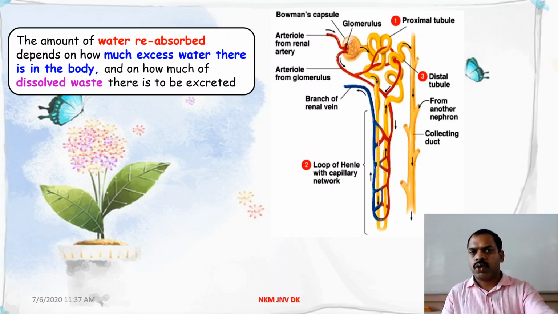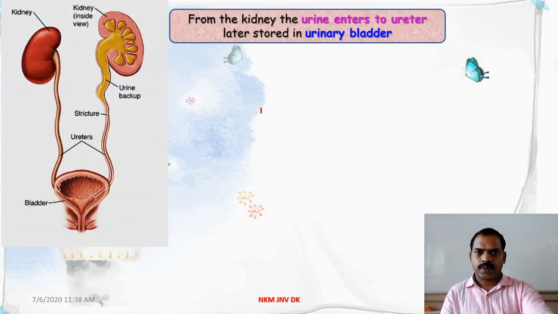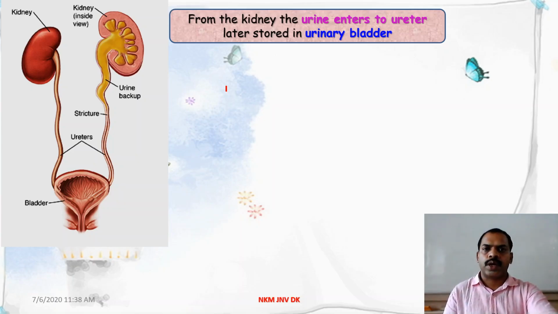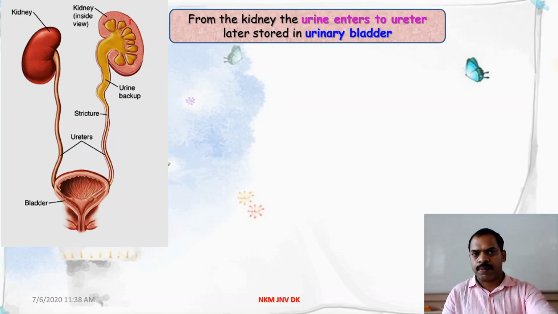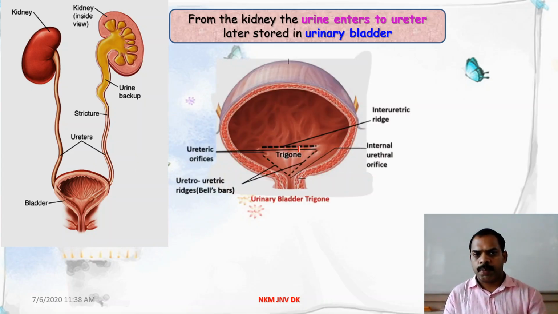Okay, so this all depends on how much waste is there or how much water we require. Now, once all the filtration is over, what will happen? This is what we can see here. The urine is collected from different renal pelvises. It is coming through the ureters, then into the urinary bladder. The urinary bladder is a little elastic, flexible. It can increase in size as the urine is getting accumulated.